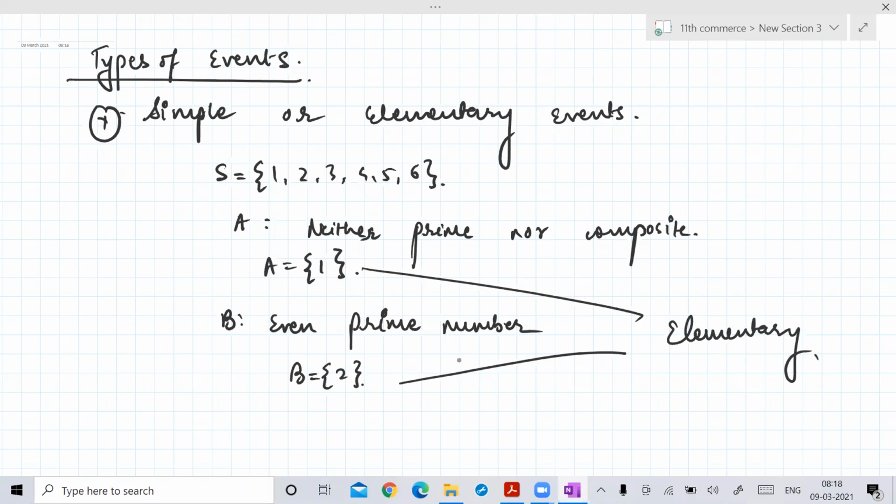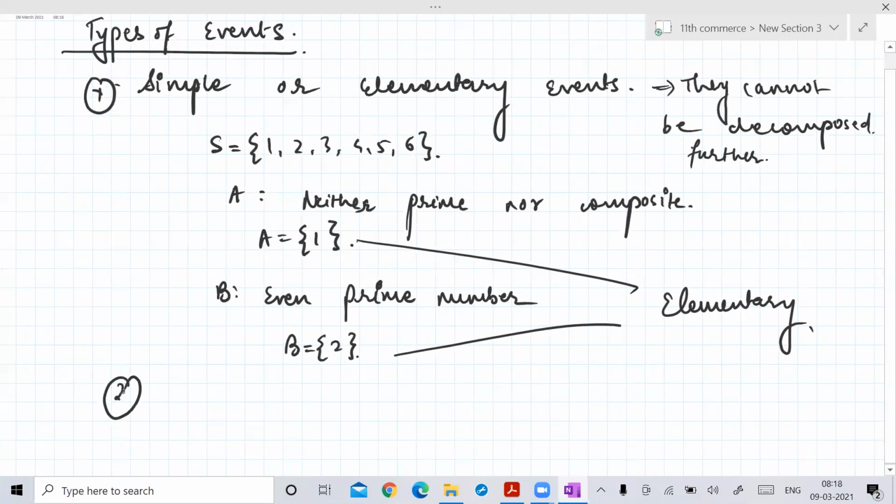Elementary events mean they cannot be decomposed further. There is only one element, so it cannot be decomposed further. The events which cannot be decomposed further are called simple or elementary events.